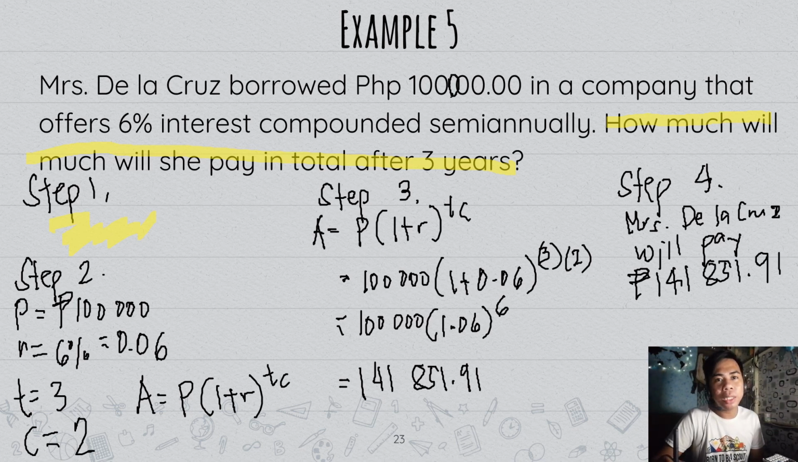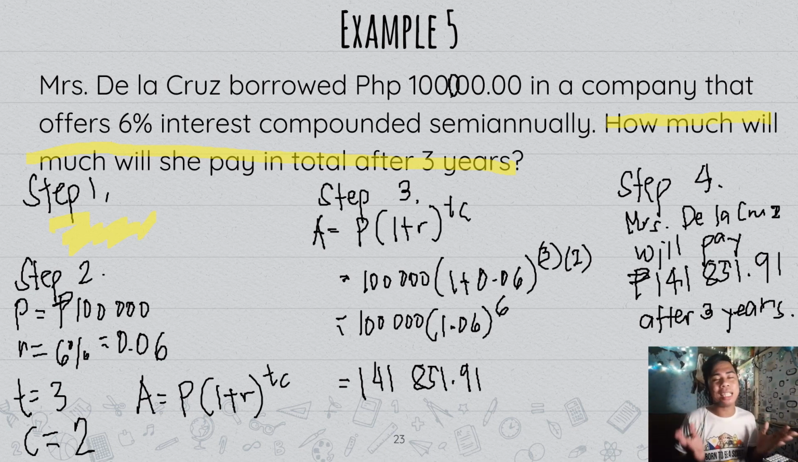141,851 pesos and 91 centavos after 3 years. So class, in step 4, it's up to you how to create your sentences. Anyway, it is learned in your English or ACAD how to answer, right, if you're given a question.